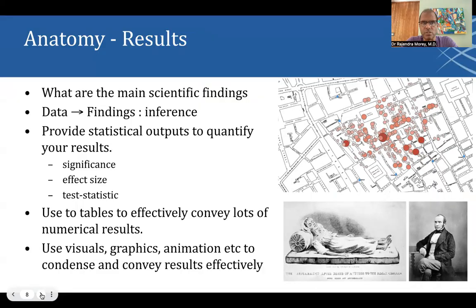Next was the results. This is where you report your scientific findings, and that means reporting the data, and also the process of how you go from the data to the finding, or data to the discovery. That's the process of inference. That's at the core of science. And so you will provide statistical outputs to quantify your results, which you'll report the significance.